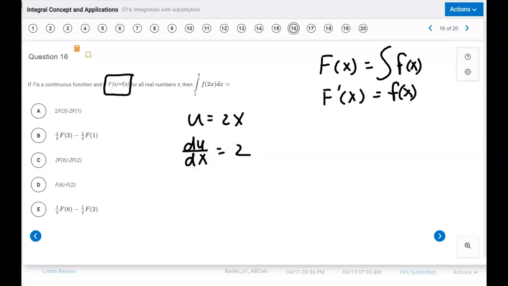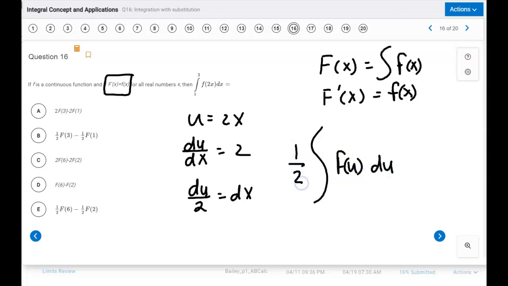I'm going to find the derivative. I'm going to get dx by itself. I'm going to rewrite my integral as f of u and then du over 2. But I'm going to go ahead and put that 1/2 in the front now instead of putting it over 2 on the side of the integral. We also need to change these values. By plugging in 3, I get 6, and by plugging in 1, I get 2.